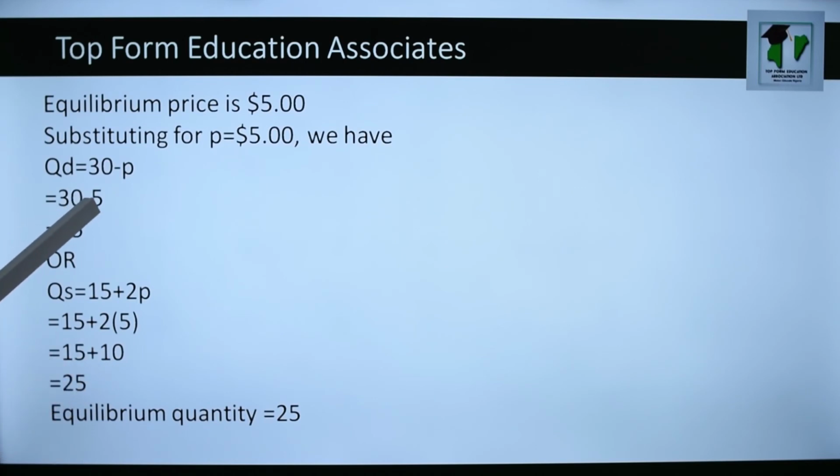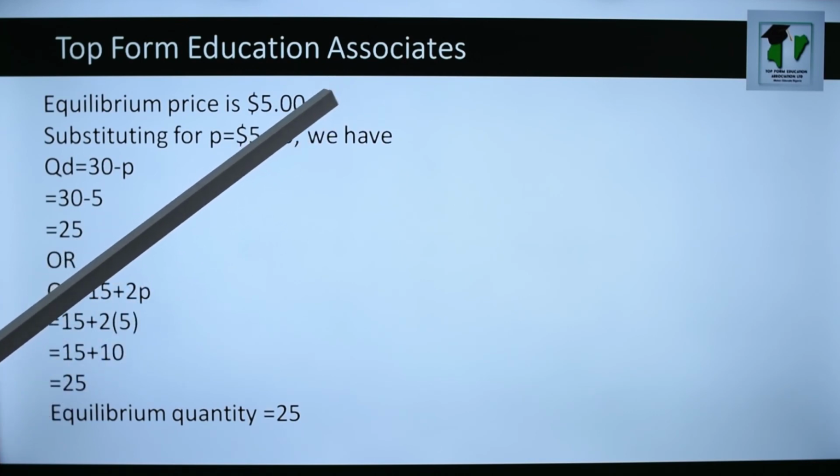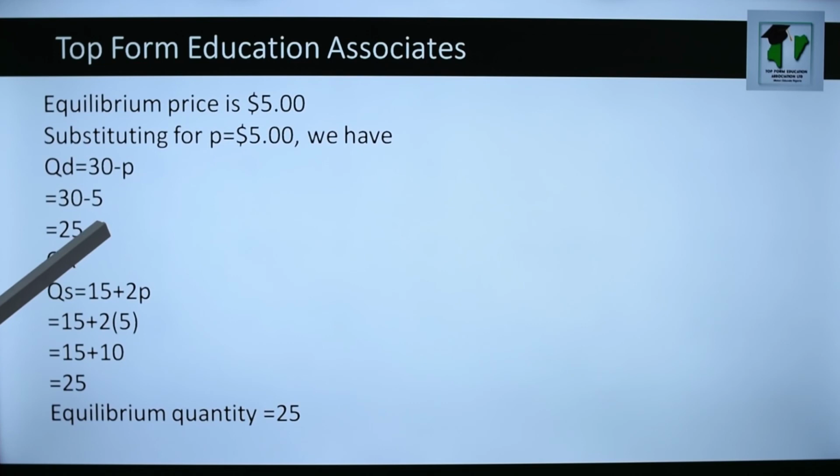Like I said, because the two of them tally, it means that our equilibrium price is right. So at equilibrium, quantity demanded is equal to quantity supplied, you can see. So that's how to compute the equilibrium price.